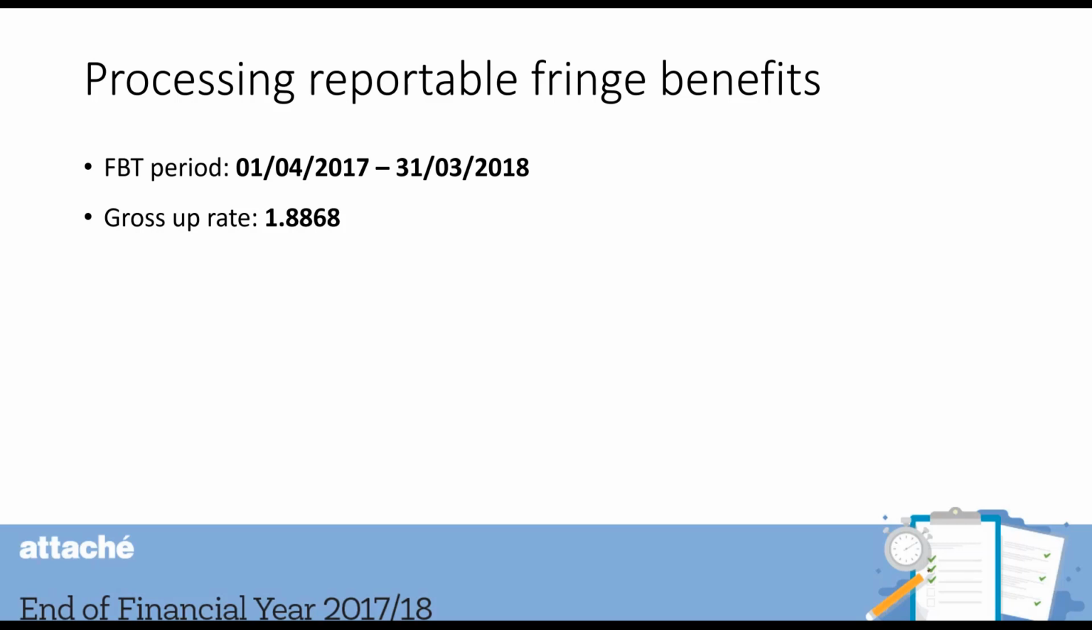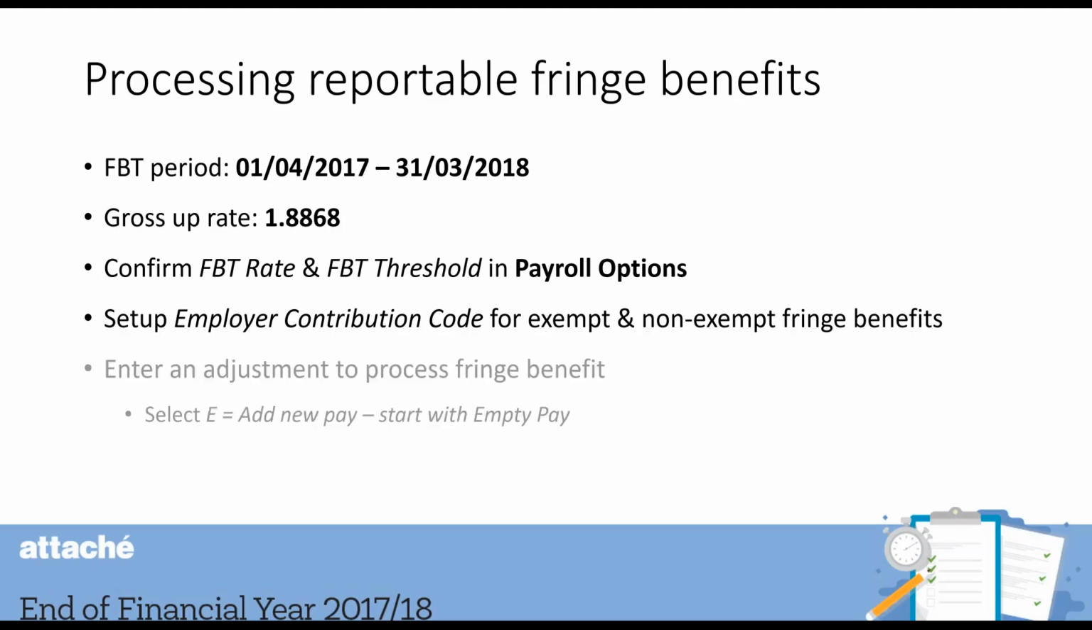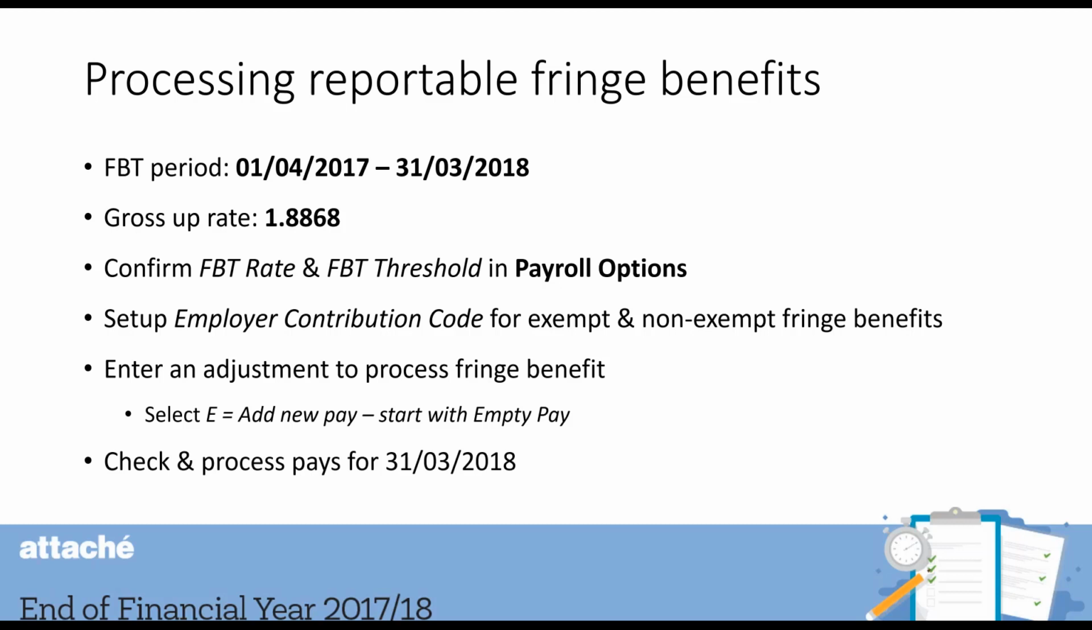Now, before you start to process your fringe benefits, there's a couple of checks you need to do. First, check your payroll setups to confirm the FBT rate and the FBT threshold details. Next, check the employer contributions code and the category for fringe benefits. Once you've done those 2 checks, you're ready to process your fringe benefits through adjustments and check and correct if any errors. So let's take a look at this in Attaché.